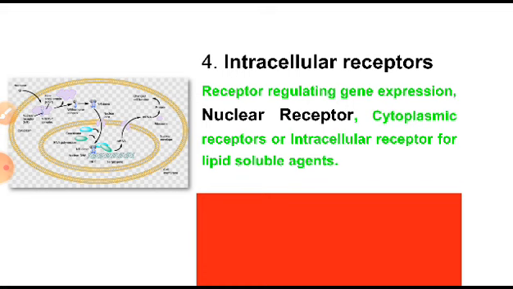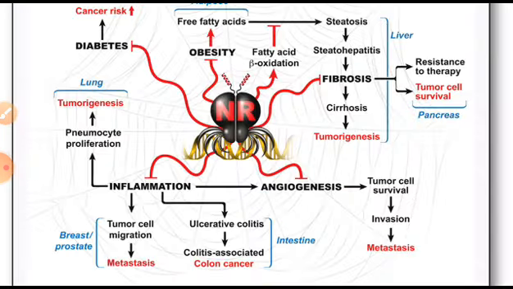So I hope you understood what I explained about these receptors. Now I'll move to the last receptor, which is the intracellular receptors. These intracellular receptors are also called transcription regulators or transcription factors, or receptors regulating gene expression. Commonly we call them receptors regulating gene expression, or nuclear receptors, right? Even cytoplasmic receptors or intracellular receptors for lipid soluble agents. So these are all the common names for it. We'll see further what these receptors are.